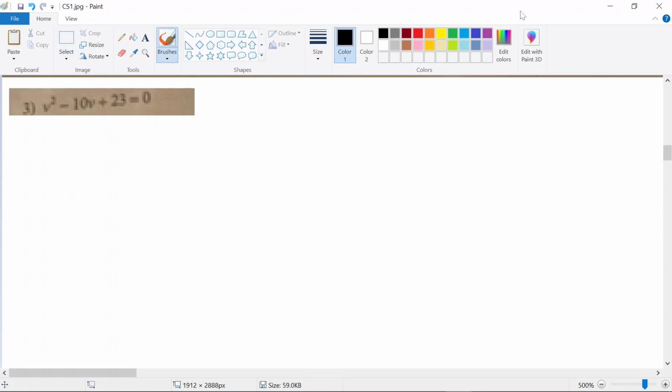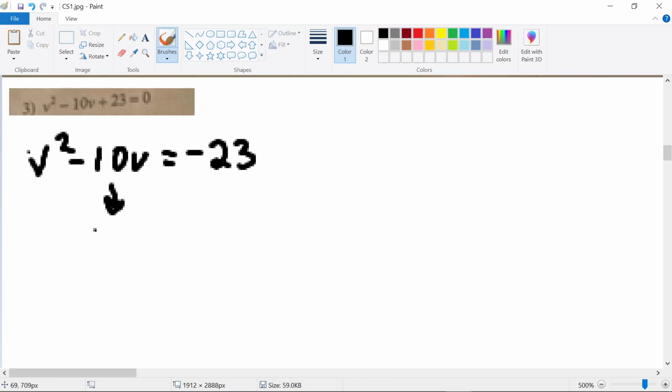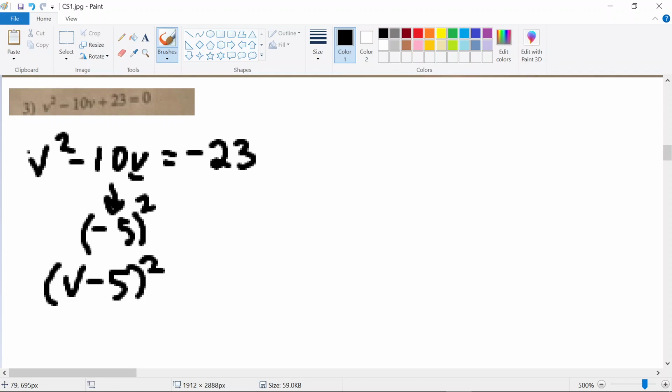All right, I'm going to get the constant to the other side. So v squared minus 10v equals minus 23. I just subtracted 23 from both sides. And I take half of the coefficient in front of v, that's negative 5. I put it in the parentheses with the v, minus 5 squared. I square that half of the coefficient of the non-square term, that's 25, and then I add it to the right side. 25 minus 23 is 2.